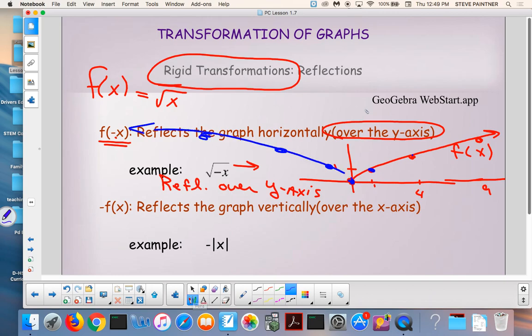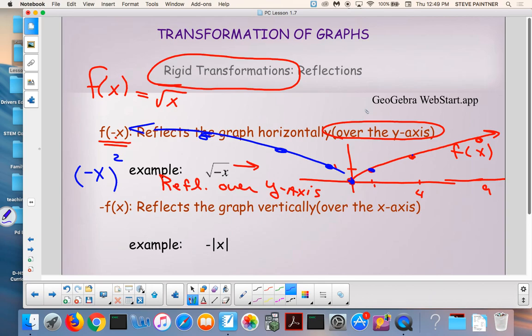There you go. Reflection over y happens when you go inside your function and change it to negative x. So would that be a reflection over y? Did I go inside the function and switch it? Yeah, I did. That's a reflection over y. So when's it a reflection over x? When you put the negative in front of the function.